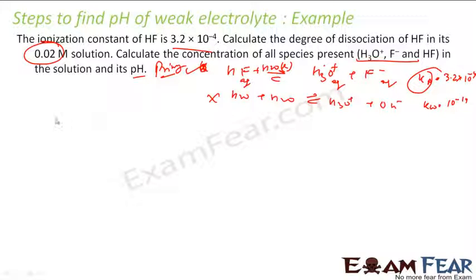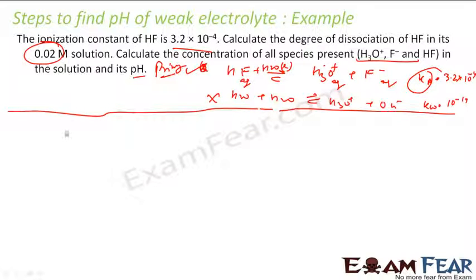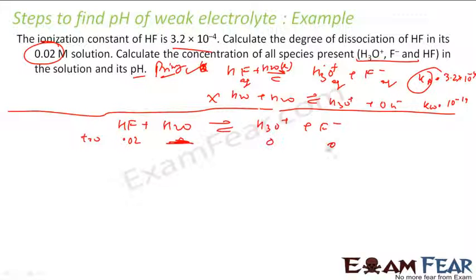So let me write this primary reaction once again here. I have HF plus H2O gives H3O plus and F minus. At t equal to 0, I had a 0.02 M solution, and the products were 0. Ignore water, it is a pure liquid. At equilibrium, this becomes 0.02 into 1 minus alpha, this becomes 0.02 into alpha, and this becomes 0.02 into alpha.